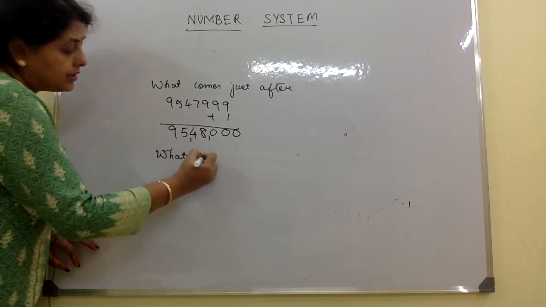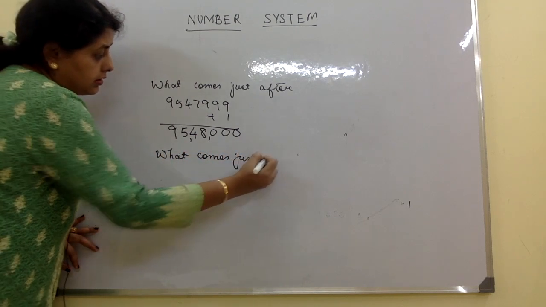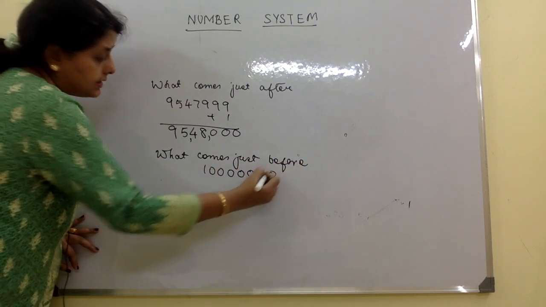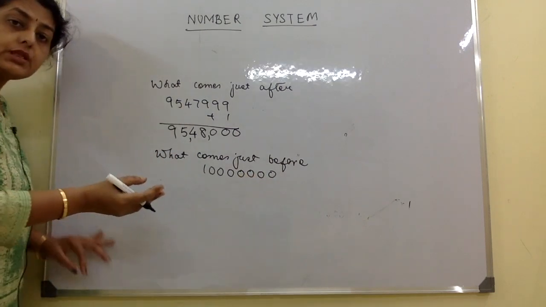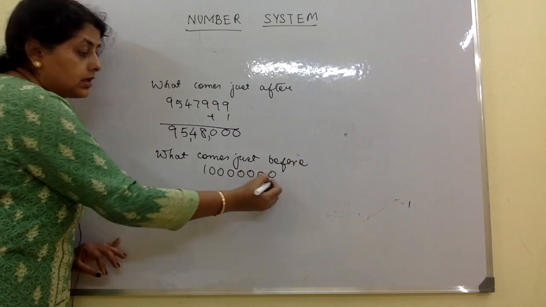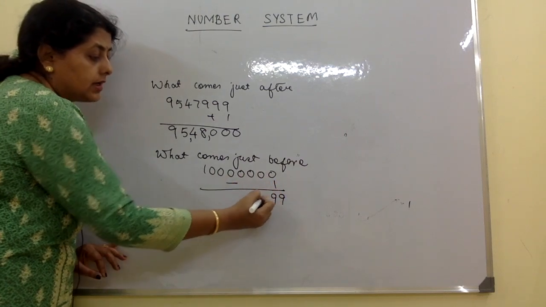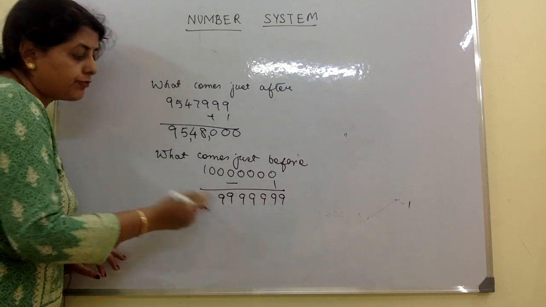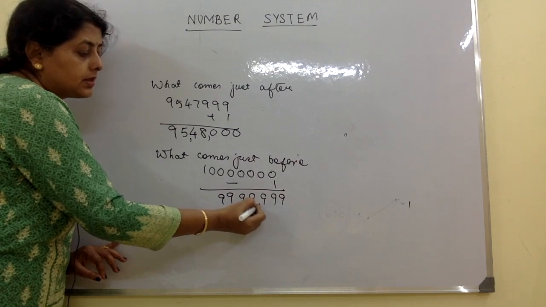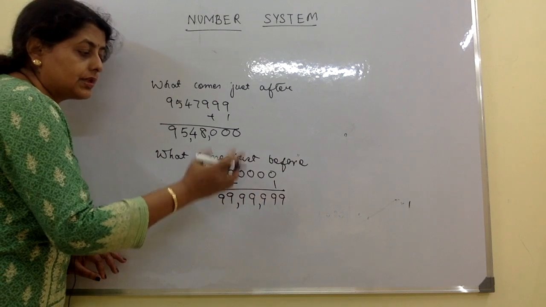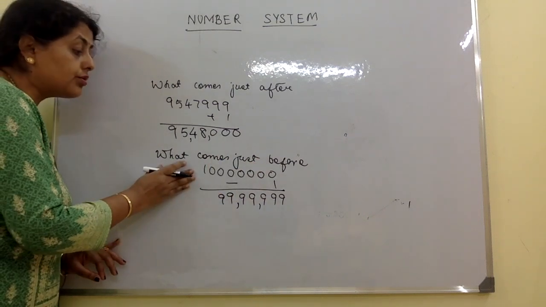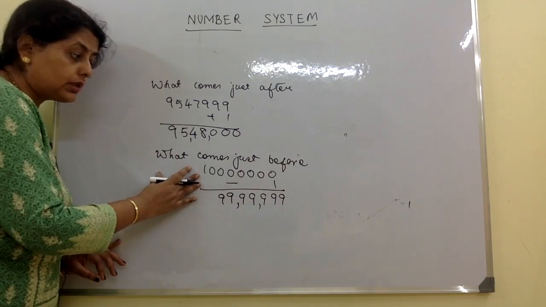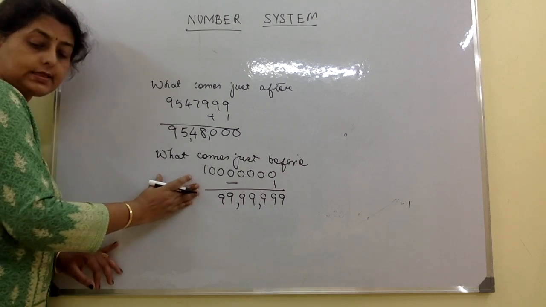So what comes just before 1 crore? 1, 2, 3, 4, 5, 6 and 7, this is 1 crore. Again, no oral business in this. Subtract 1 from this: 9, 9, 9, 9, 9, 9 and a 9. So before a crore comes 99 lakhs 99,999. If you try to do this orally, sometimes you put 1 nine extra or 1 nine less. So don't take risk, do it like this exactly.